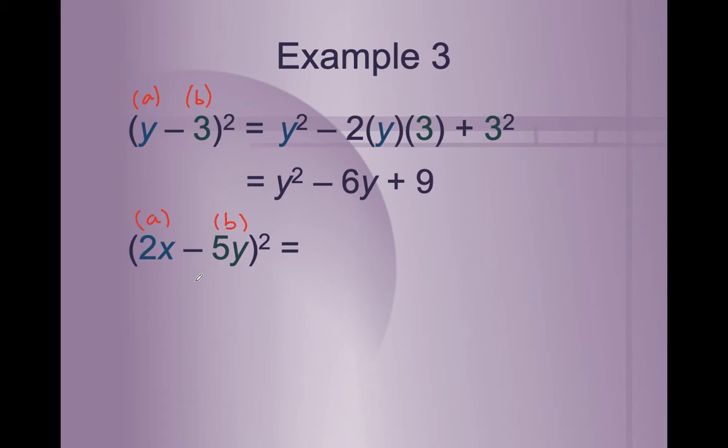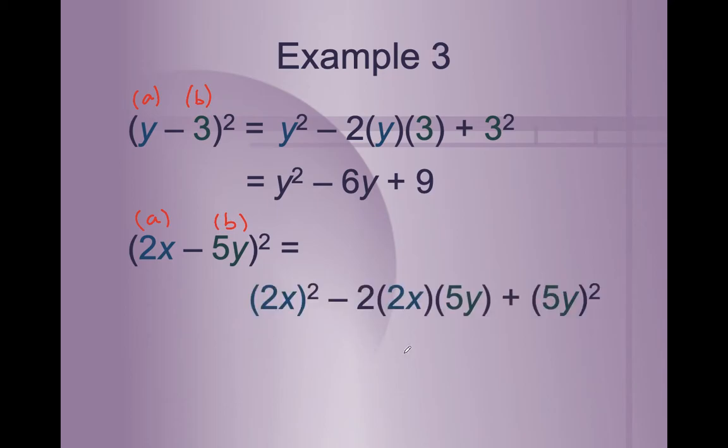I get my words tangled up. The square of a difference. Here we go. So we're going to square my a, so square 2x, minus 2 times my a value times my b value, plus my b value squared. Let's simplify. 2x squared is 4x squared, minus 2 times 2 times 5, that's 20. x times y is xy. 5y squared, gotta square both of these things, so 5 squared is 25, and y squared is y squared. So here is my final trinomial.